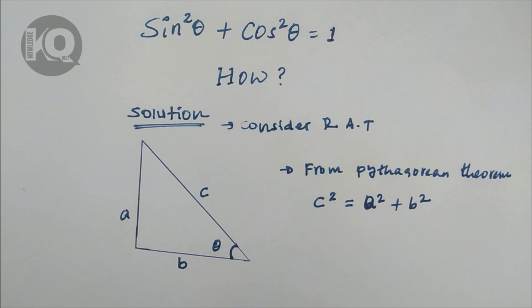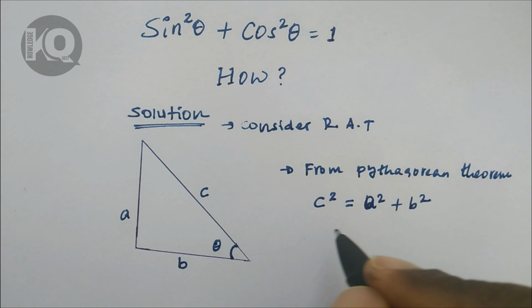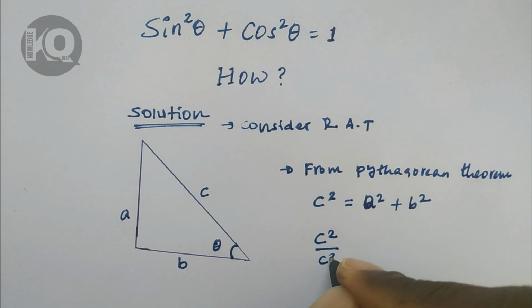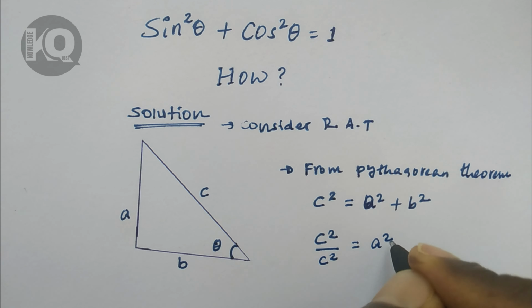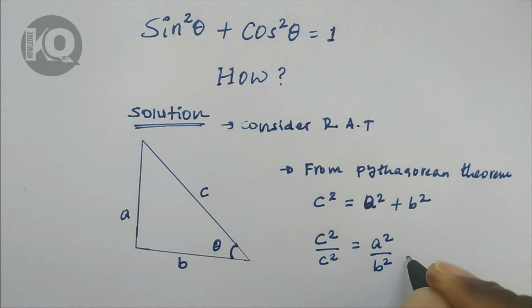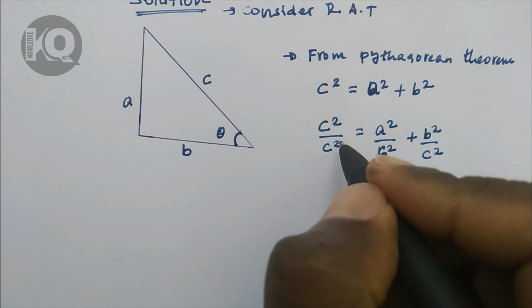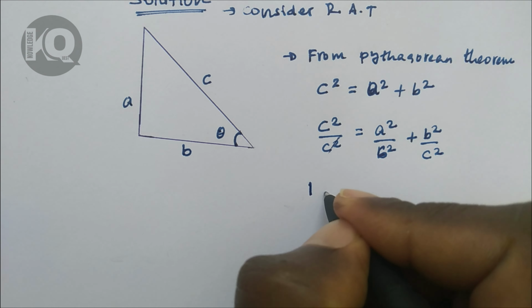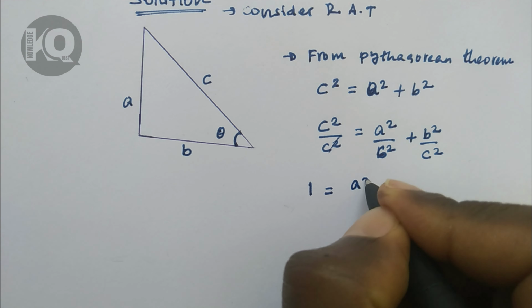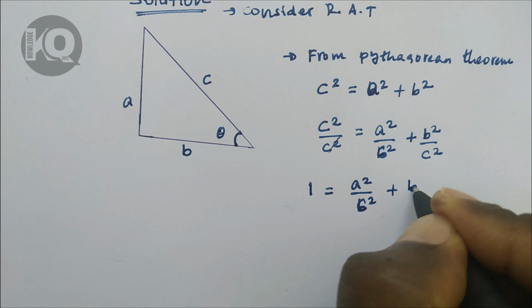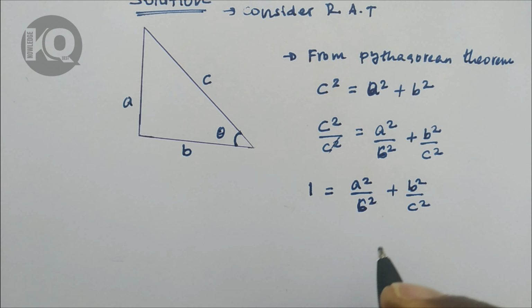In the next step, we have to divide both sides by c squared. So c squared divided by c squared is equal to a squared divided by c squared plus b squared divided by c squared. Then c squared cancels c squared, which is equal to 1, so 1 is equal to a squared over c squared plus b squared over c squared.